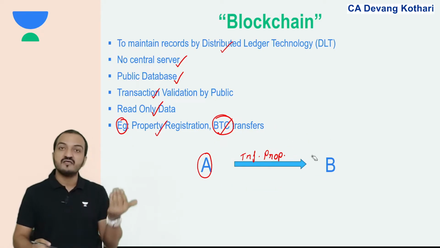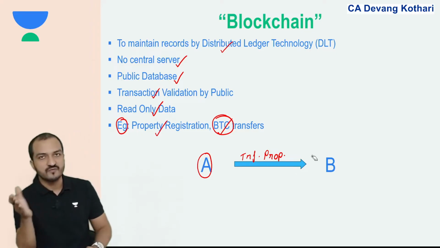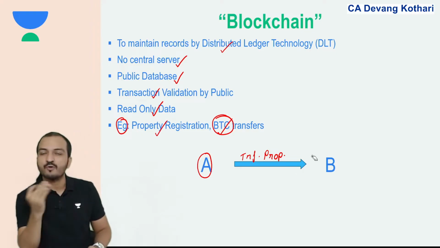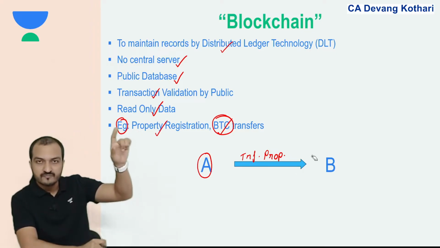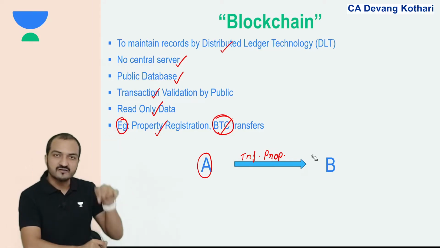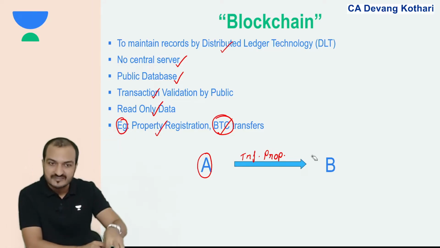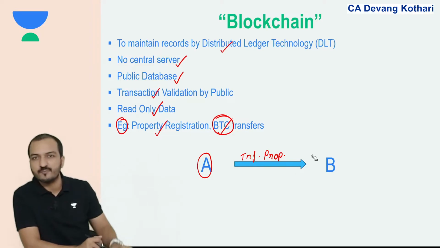If yes, then they will record the transfer in the name of A to B. So now in the property registrar server, it gets recorded that the property is purchased by Mr. B. Now Mr. B is the owner of the property.